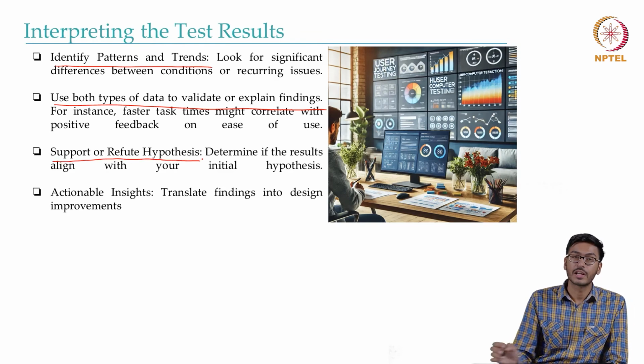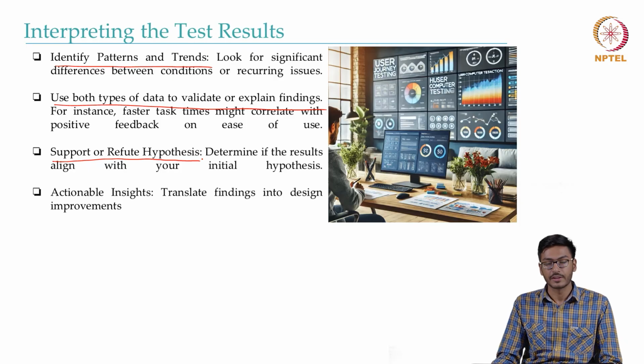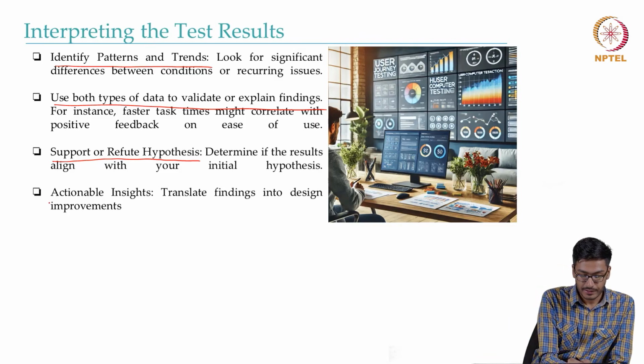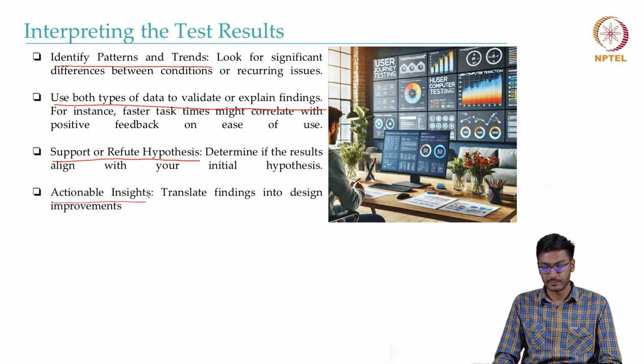While we started off with a hypothesis, the end result of our evaluation is either supporting or refuting the hypothesis. We need to determine if the results align with your initial hypothesis or they go completely against it. Finally, we get some actionable insights. We translate the findings into design improvements. For example, if one component is disliked by a lot of users, or some of the users have mentioned that the product's components may actually increase cognitive load, we may need to improve upon the same design.